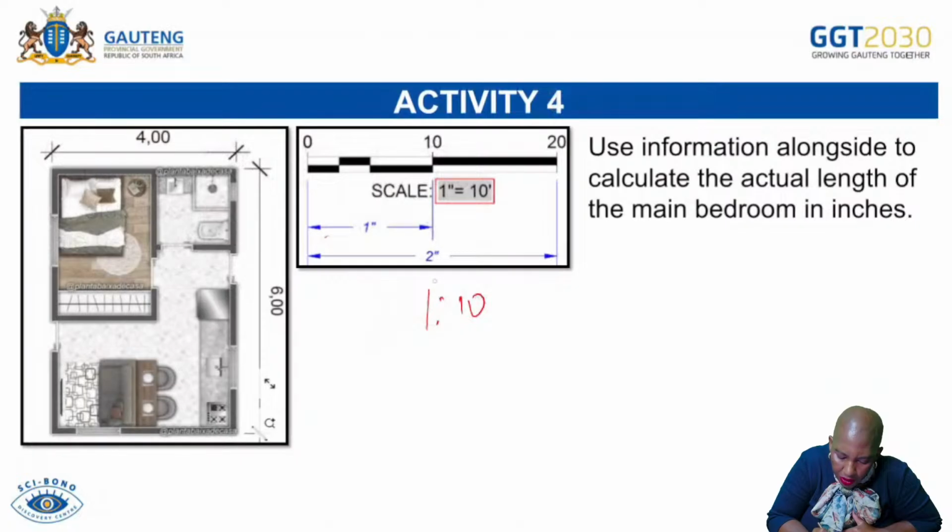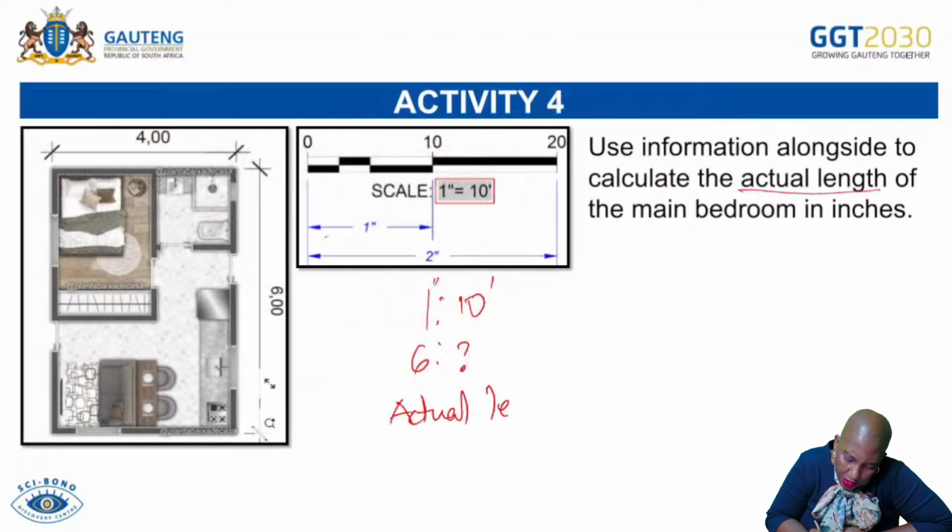So now if we are to use the scale given, 1:10, 1 inch is equal to 10. 1 foot is equal to 10 inches. And then now we are given 6 here. 6 will be the unknown, which is the actual. And then we just say the actual now, because we want the actual length. The actual length will be 6 multiplied by 10.